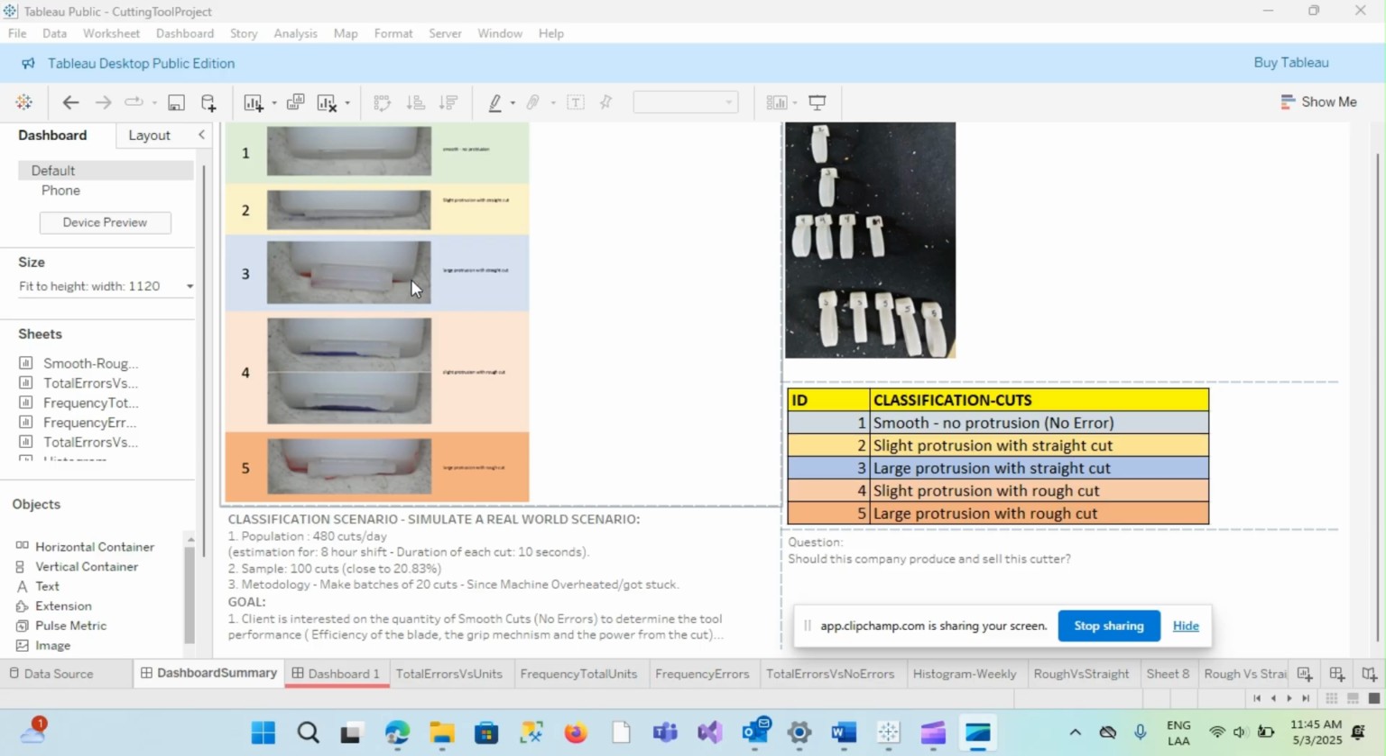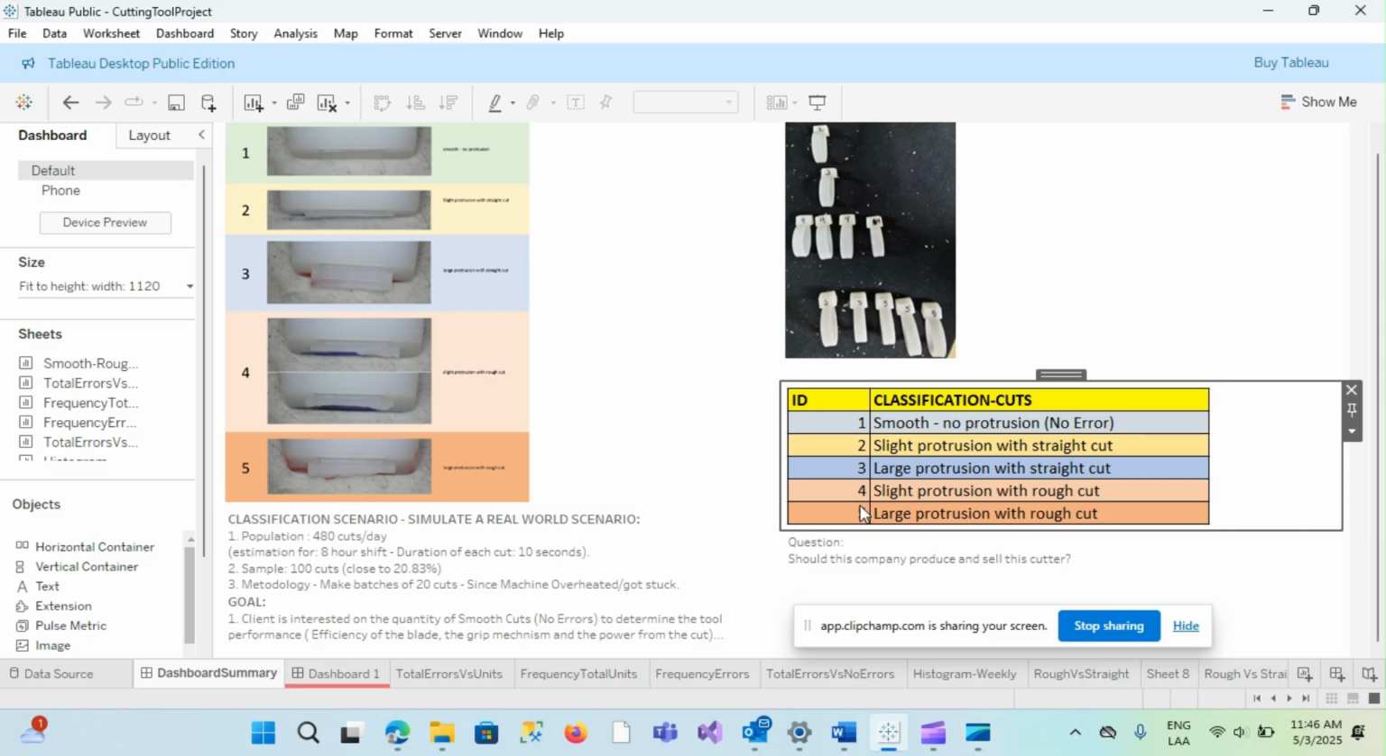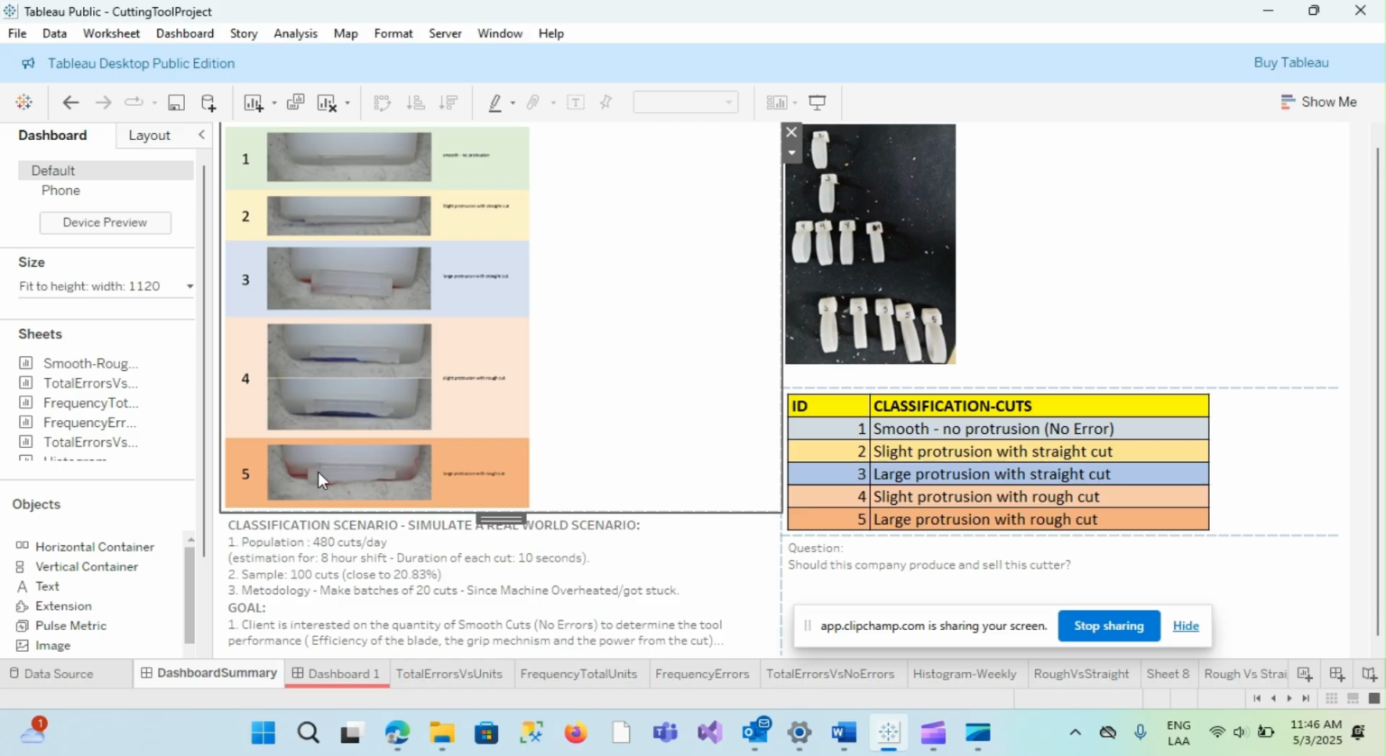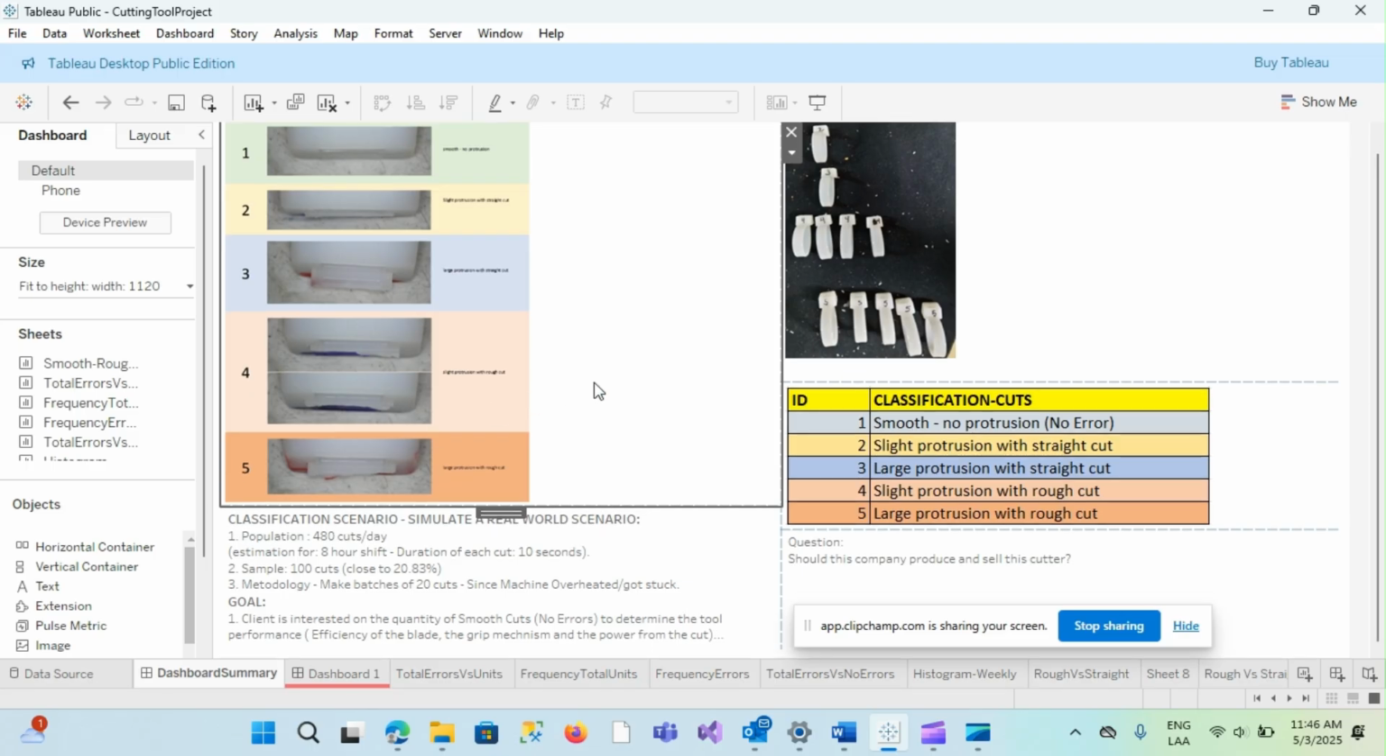So we have an image here. We got this number 2, 3, 4, and 5 according to the protrusions and straight and rough cuts. If you go to number 2, it's a slight protrusion with straight cut. This one here, for instance, number 5, is a large protrusion with rough cut. Basically, what they wanted to do here was to establish errors versus no errors, so a smooth cut versus the other types of cuts.